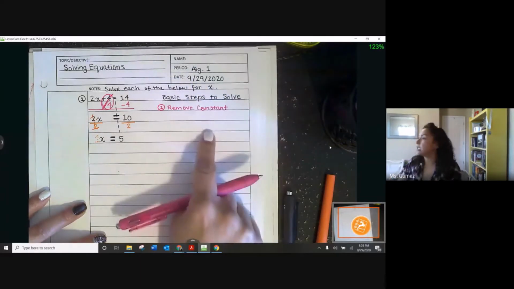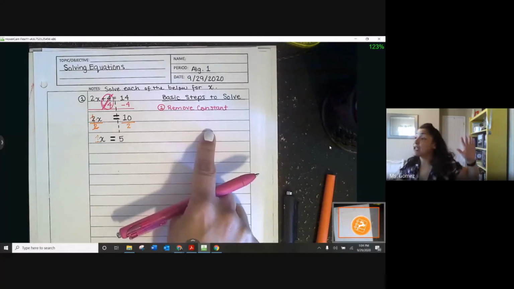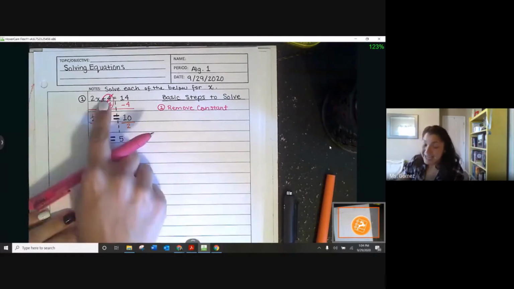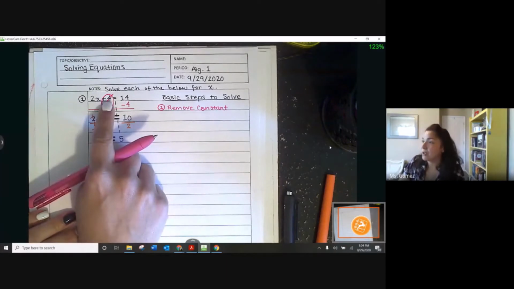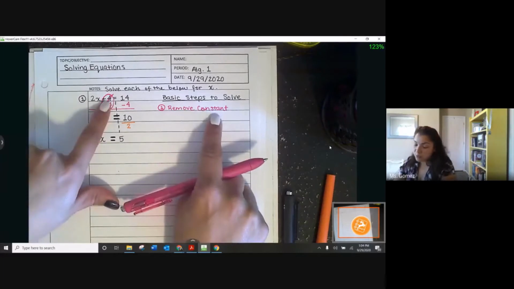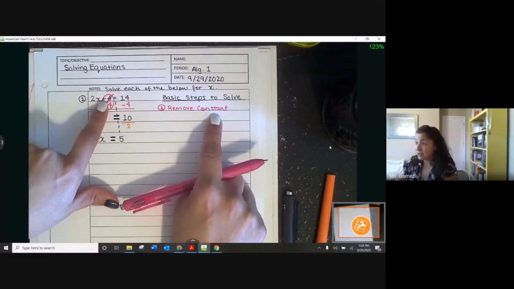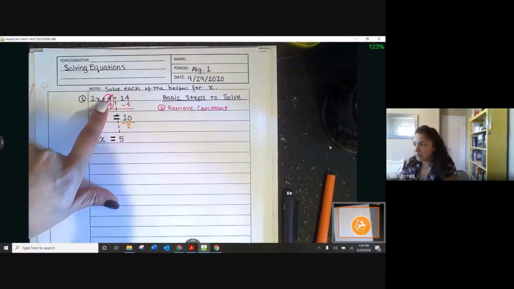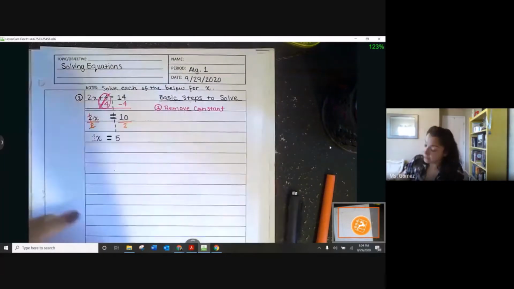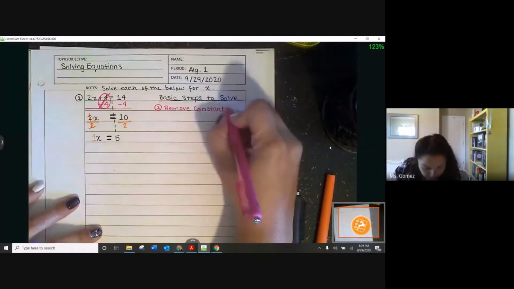Now, I need to double check with y'all. Who does not know what constant is? Oh, I had a lot of people in chat. So taking a look, who does not know constant? Okay, so constant is a number that's by itself. It has no variable attached to it. So the way that we remove our constant is if it's positive, we subtract. If it's negative, we add. We're doing the inverse operation. So I'm going to write that over here.